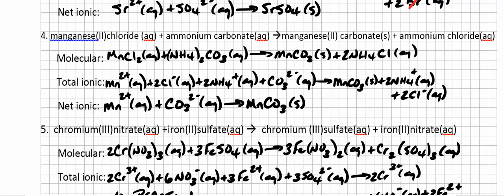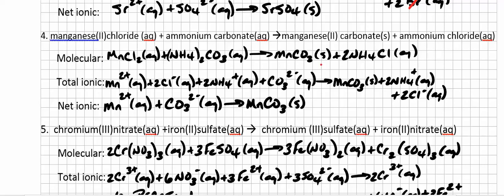On number 4, we have manganese 2 chloride, aqueous. That's MnCl2 because the charge on the manganese was plus 2 and that 2 came here. Manganese 2+ chloride, that's aqueous, is MnCl2, plus ammonium carbonate. This time we've got two polyatomic ions. Ammonium is plus 1, carbonate is minus 2, so when we do the switch we have to put a 2 right here, so that's ammonium carbonate. That's aqueous, yields manganese 2 carbonate, and it's a solid.